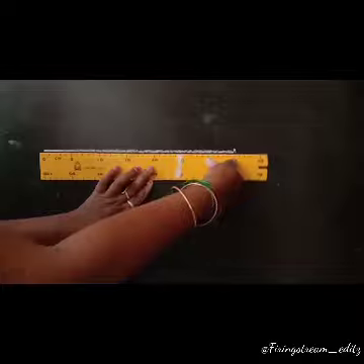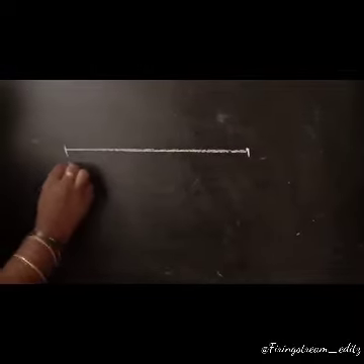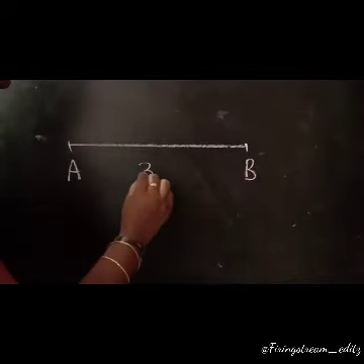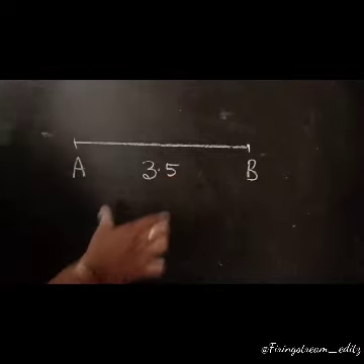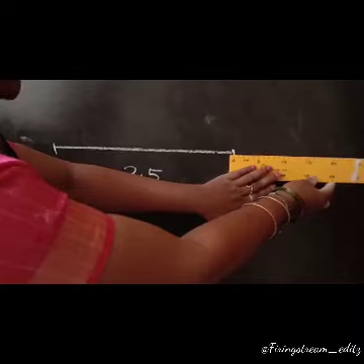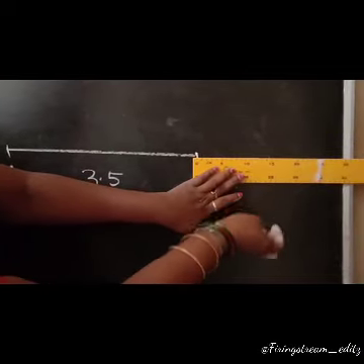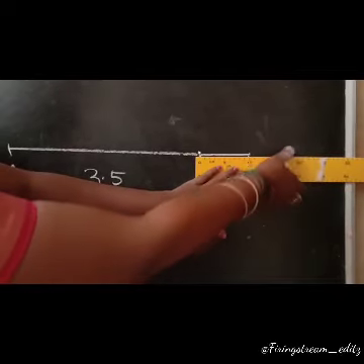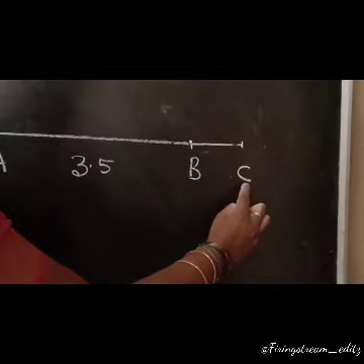I will name it A and B. The full length is 3.5 units. Next, 1 unit extra you must take from B. 1 unit in the sense from 0 to 10. One more unit I am going to take extra. This point I am locating as C.